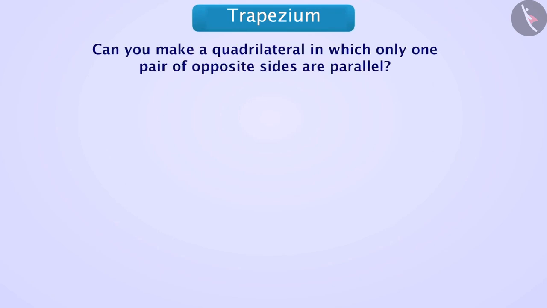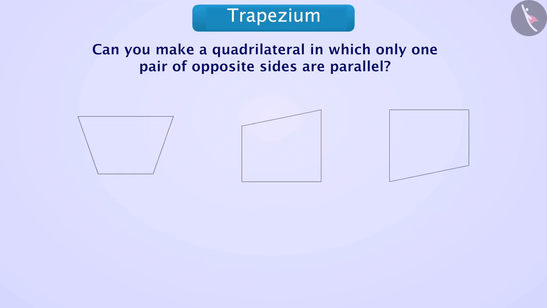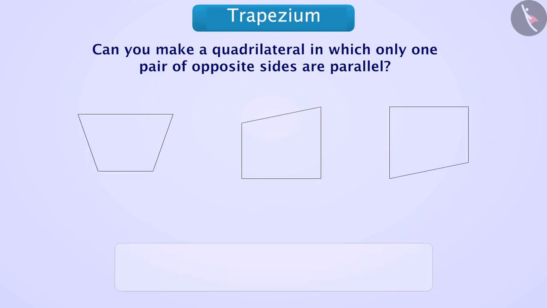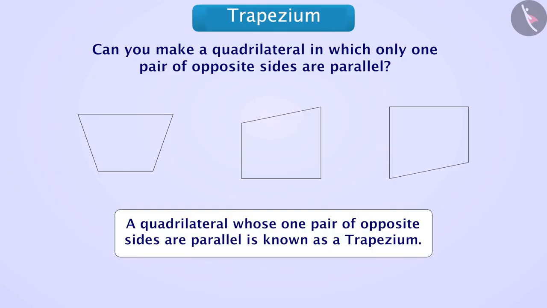Now let's learn what is trapezium. Can you make a quadrilateral in which only one pair of opposite sides are parallel? You can pause the video and try this yourself. Let me explain. According to the given condition, we can make the quadrilateral in the following way. A quadrilateral whose one pair of opposite sides are parallel is known as the trapezium.